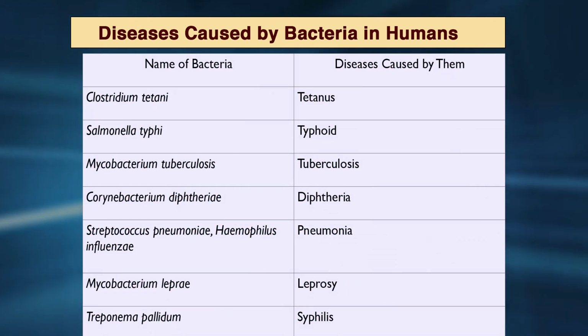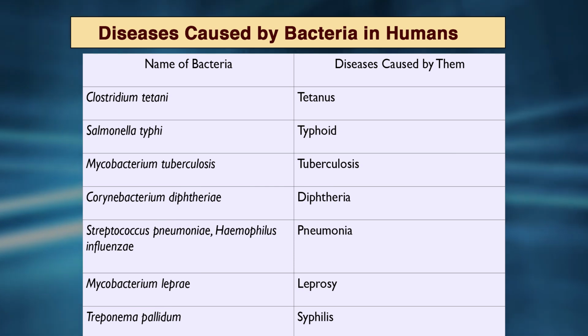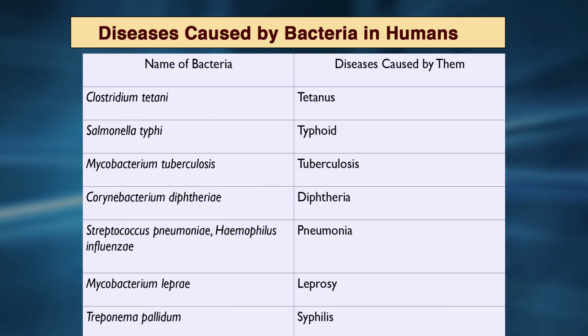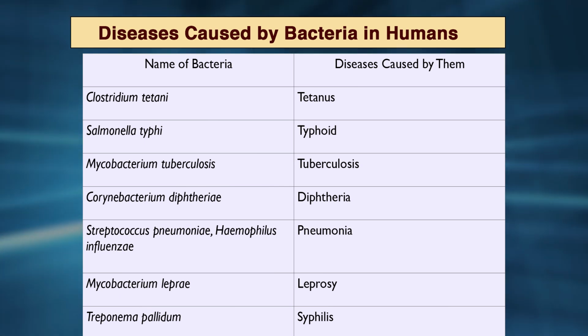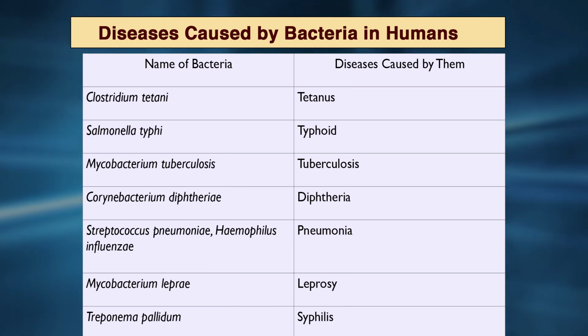These are the diseases caused by bacteria in humans, with the name of the bacteria and the disease caused by them. Clostridium tetani causes tetanus. Salmonella typhi causes typhoid. Mycobacterium tuberculosis causes tuberculosis. Corynebacterium diphtheriae causes diphtheria. Streptococcus pneumoniae causes pneumonia. Mycobacterium leprae causes leprosy. And Treponema pallidum causes syphilis. These are the bacterial diseases which are very infectious to the human body.